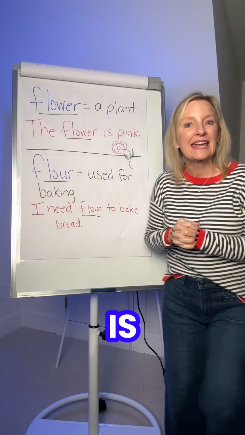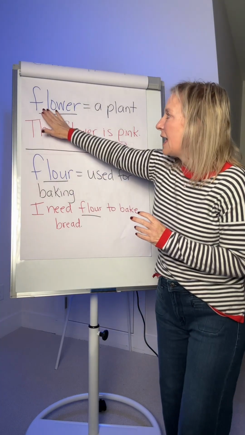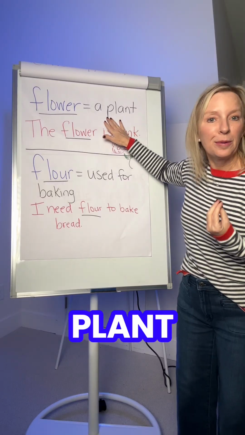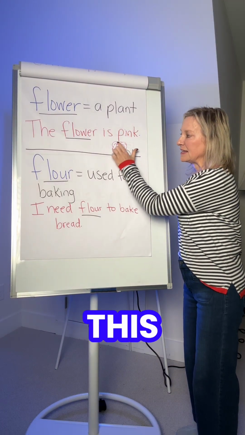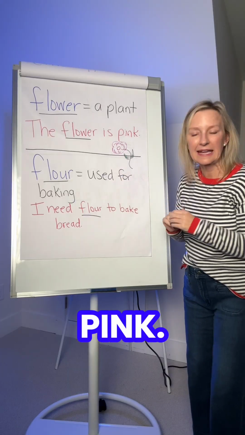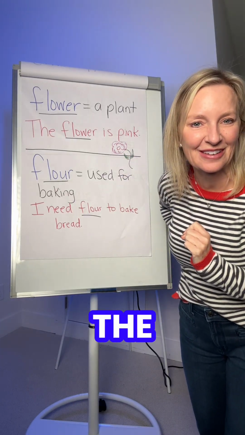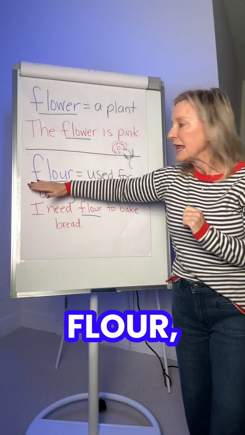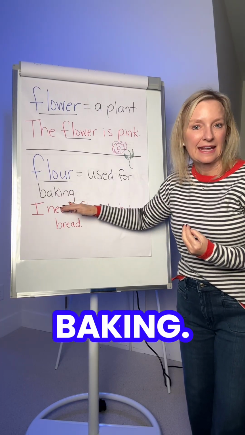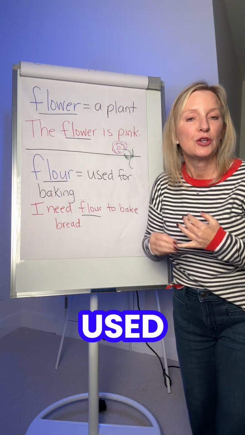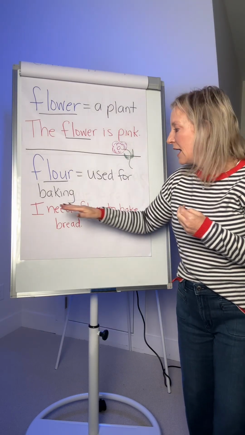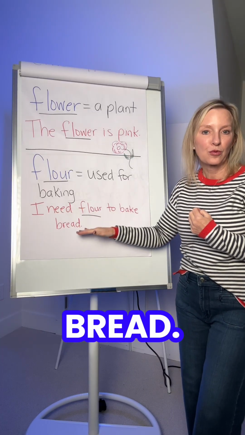This homophone is flower. F-L-O-W-E-R, flower, is like a plant that has this part called the flower. The flower is pink. I tried to draw a picture there so you could see the flower. This flour, F-L-O-U-R, is used in baking. It's an ingredient. It's used for bread, cakes, cookies. I need flour to bake bread.